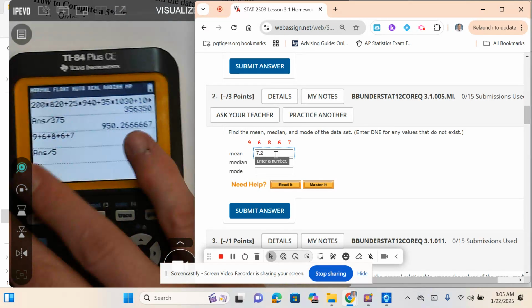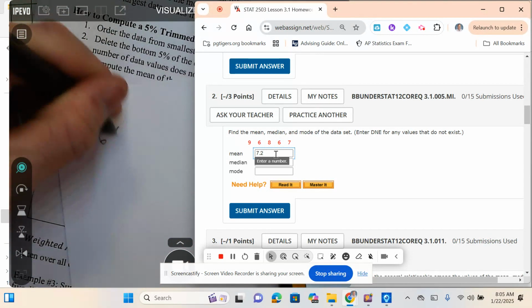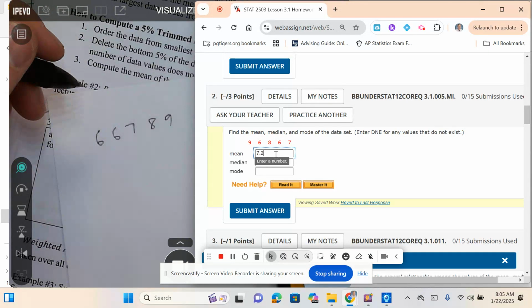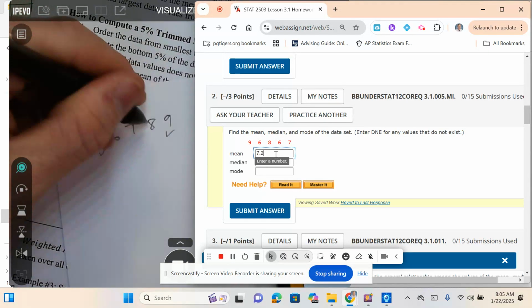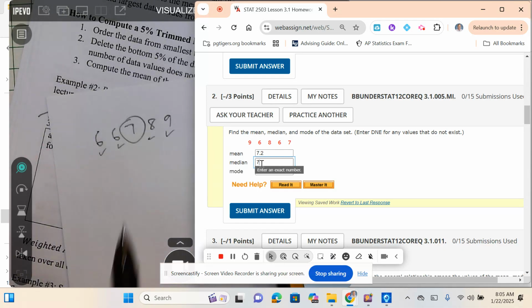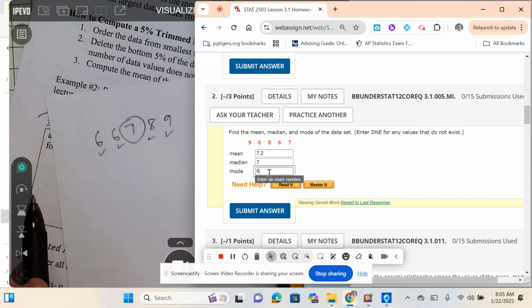Median, I'll put them in order. So let's put these in order here. So I've got 6, 6, 7, 8, 9. So which one's my median, my middle one? I've got an odd number of numbers, so my middle is going to be the one in the middle. So my median's going to be 7. And then my mode, which one's most occurring? So which one happens the most? 6.